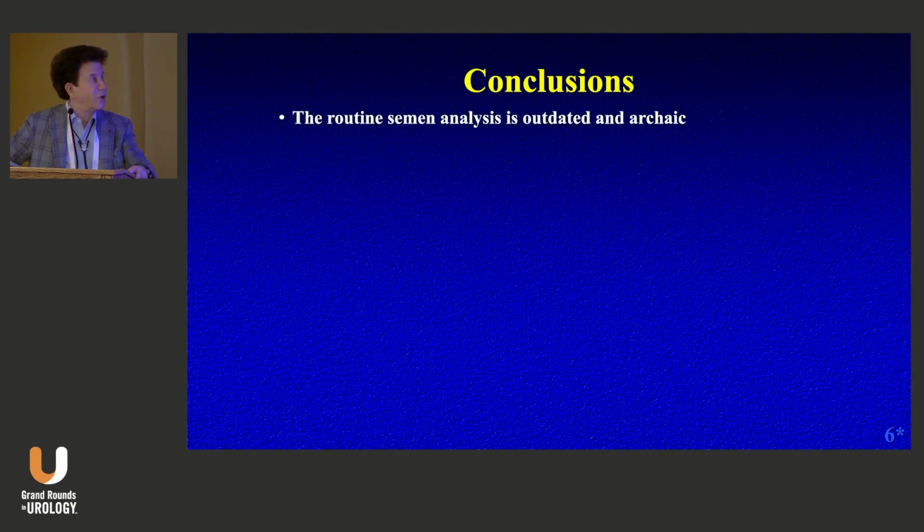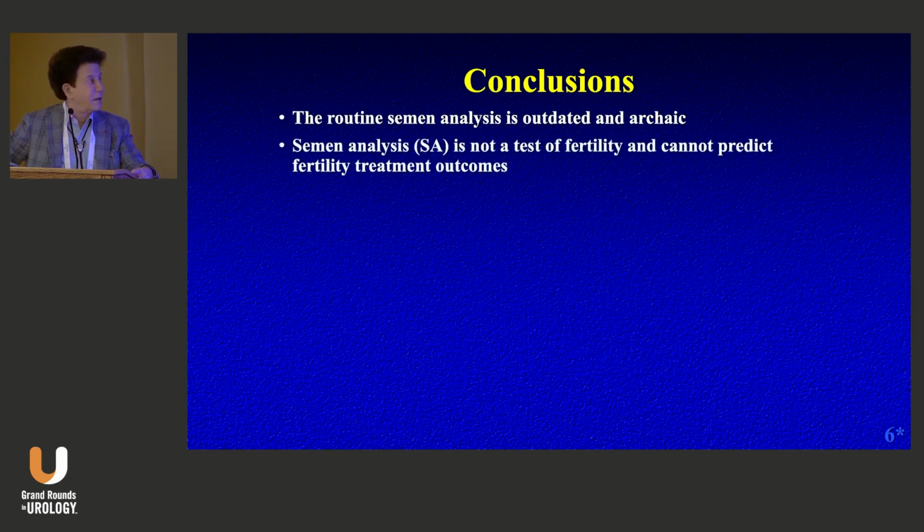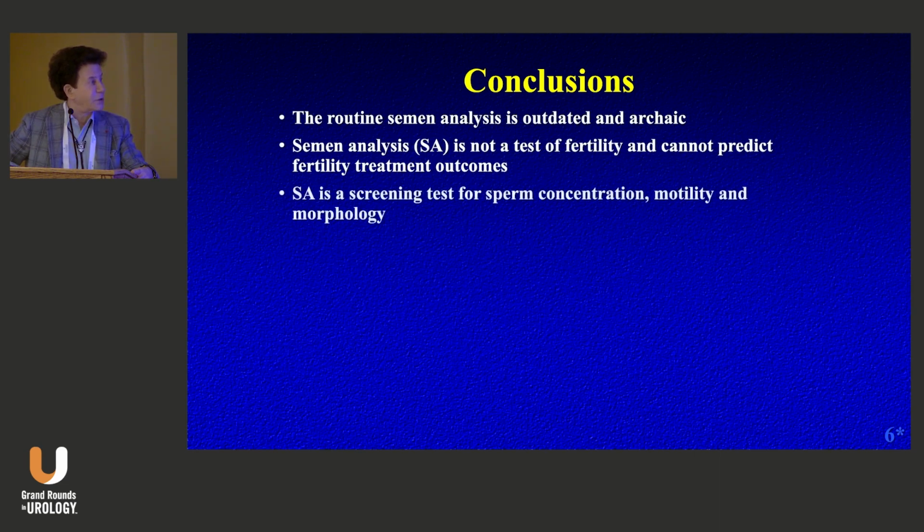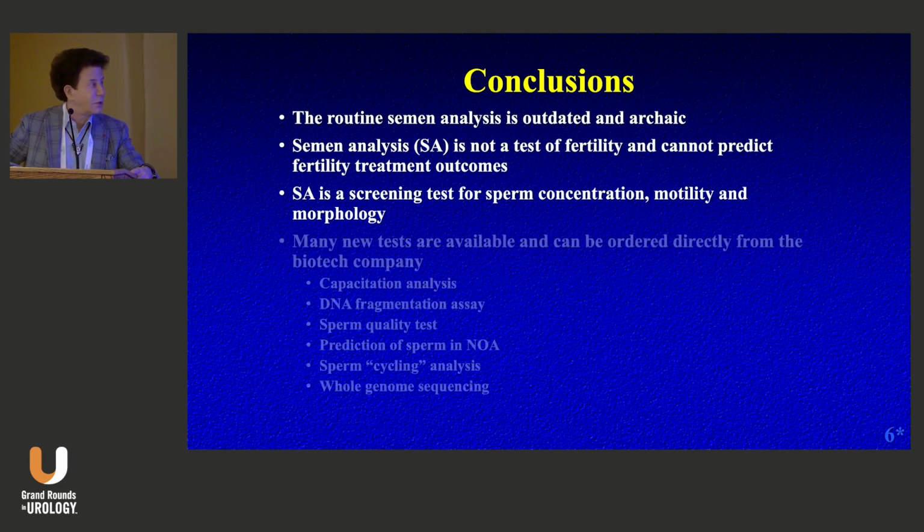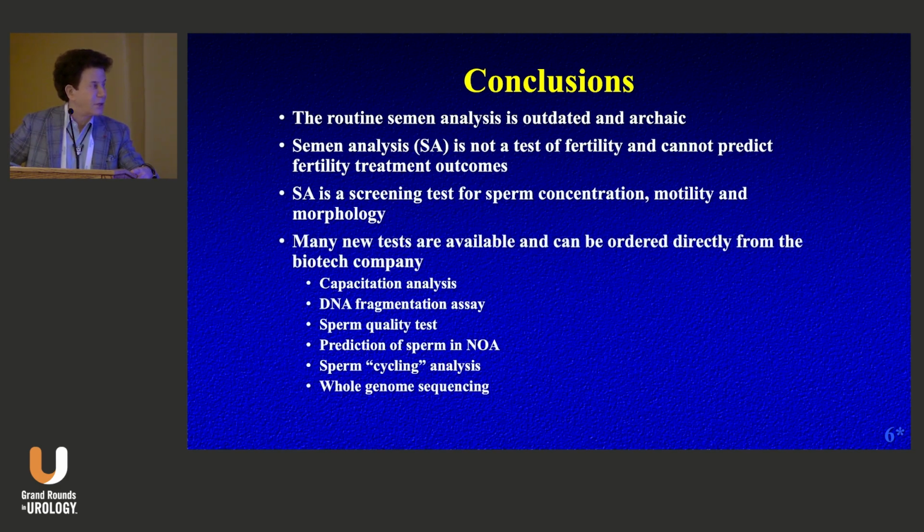So what I've showed you is that the routine semen analysis is outdated and archaic. The semen analysis is not a test of fertility and cannot predict fertility treatment options. The semen analysis is a screening test. We're still using it. It's a good screening test for concentration, motility, and morphology, but many new tests are available and can be ordered directly from the biotech companies that make them. I've gone into detail about all of these. I think a really big future is whole genome sequencing.